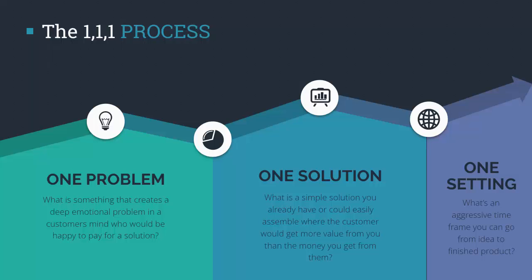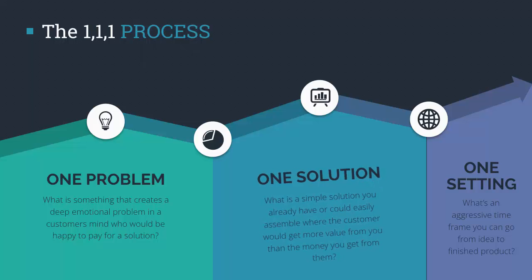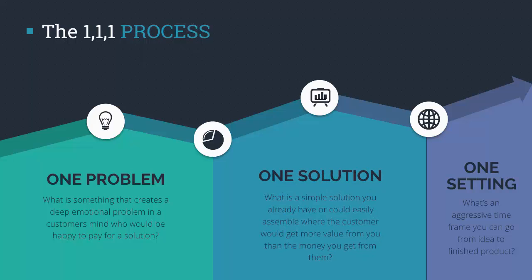So thus far in the 111 process, we've covered that one problem. What is something that creates a deep emotional problem in a customer's mind who would be happy to pay for a solution? Now it's time, since we've identified and isolated certain specific problems and turned them into headlines, to decide which one do we create the solution for? Specifically, we're looking for one solution to one problem.